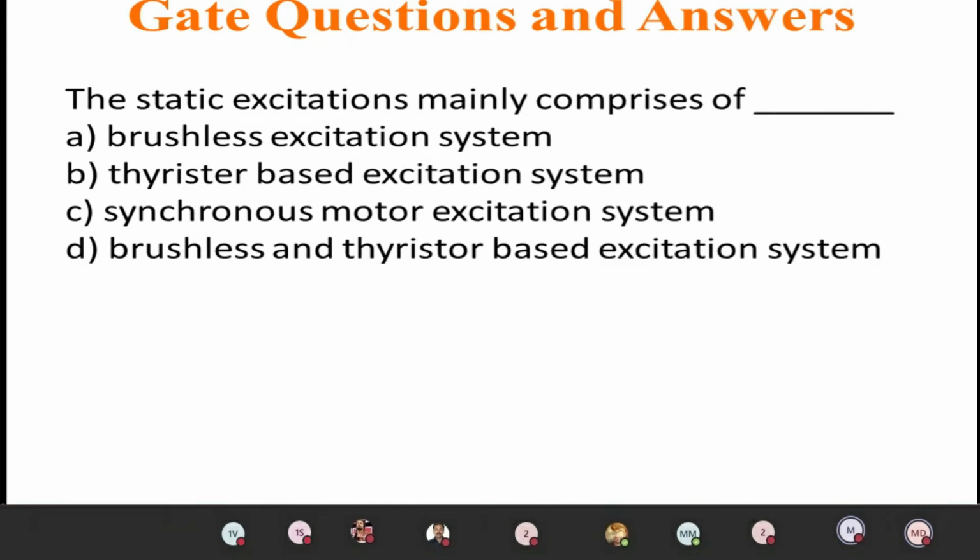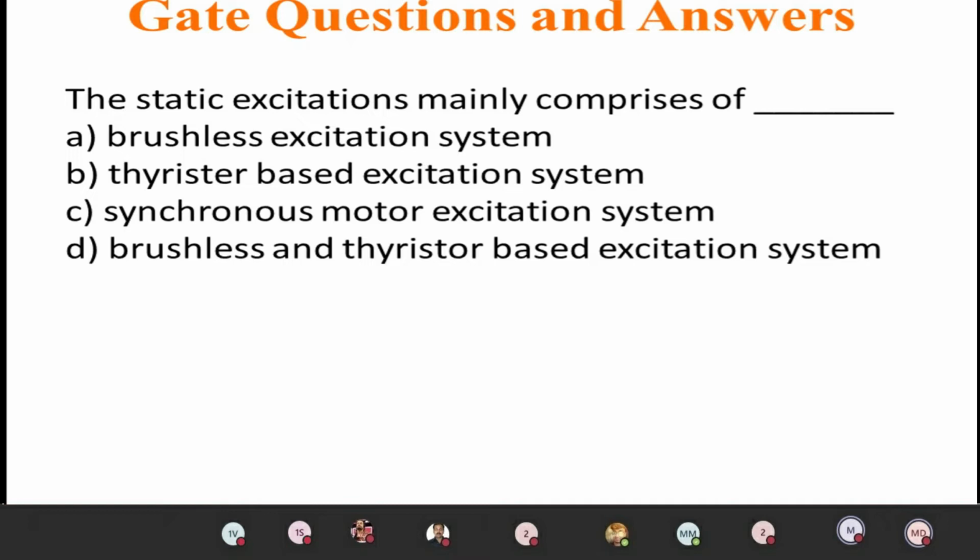Then the static exciter. Here the word static indicates there are no moving parts. There are no moving parts present in the machine. In electrical machines also we have static machines. What is it?